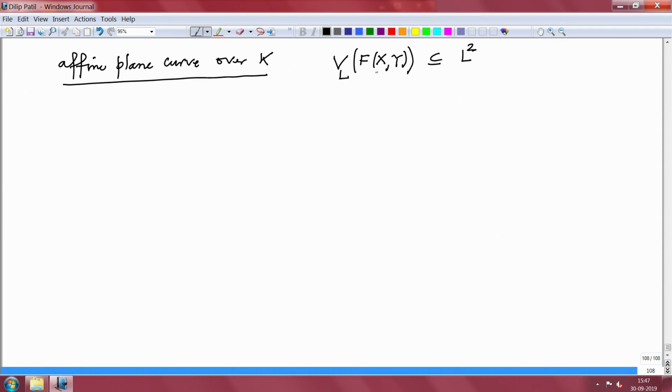K, because we know that this f is called the defining equation and it has coefficients in K, therefore it is over K. And we have seen some examples earlier of when this is infinite and when the complement is infinite. This I have done by using what I have proved, the identity theorem for polynomials.